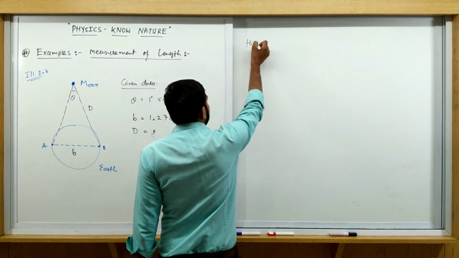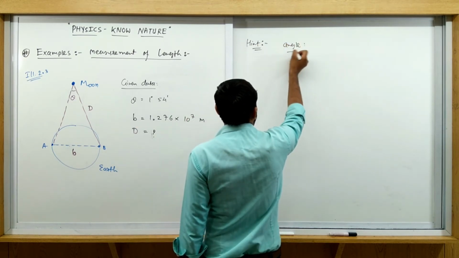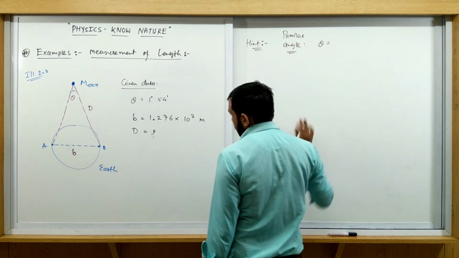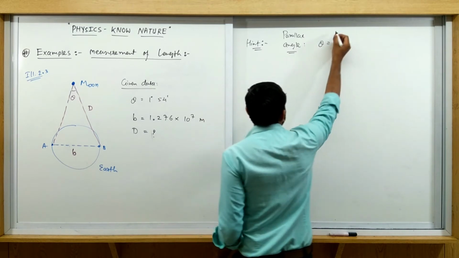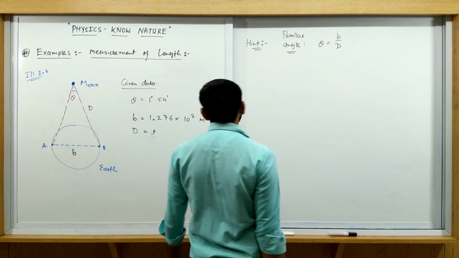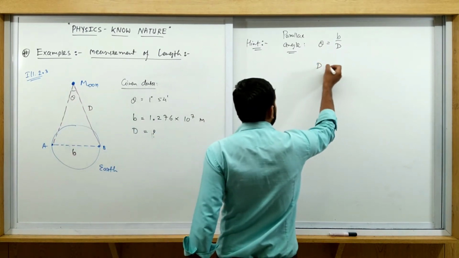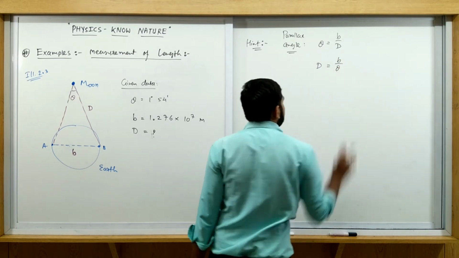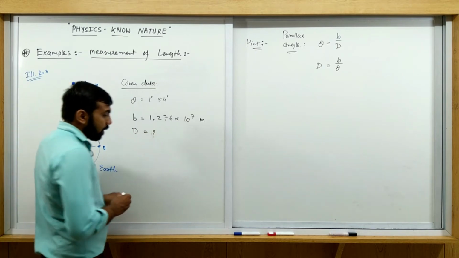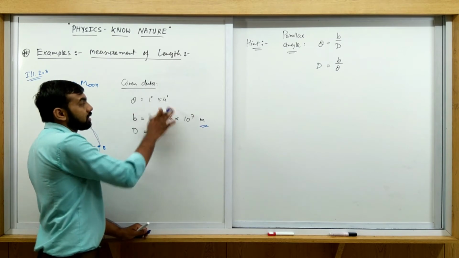Write the hint. The parallax angle theta is equal to arc upon radius, which means b upon D. You have to find D, so D is equal to b upon theta. Here b is given and it is in a proper unit, meter. But theta is given in degree and minute.